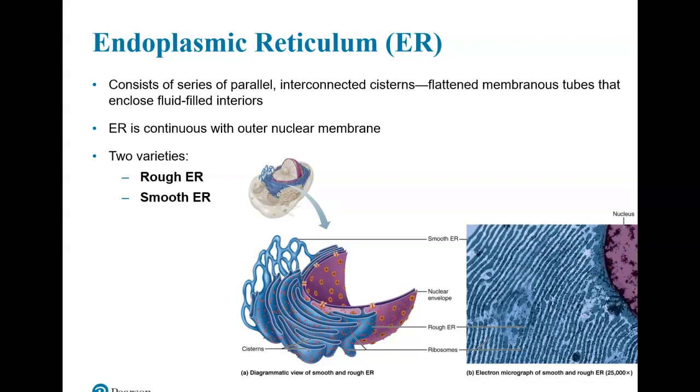Endoplasmic reticulum, that's another organelle that is found within the cell. This is going to be found in two varieties. There's rough ER and smooth ER. And just realize that the ER is continuous with the outer nuclear membrane. Okay, so the nuclear membrane would be the membrane that's found on the nucleus. So it's the outer boundary of the nucleus.